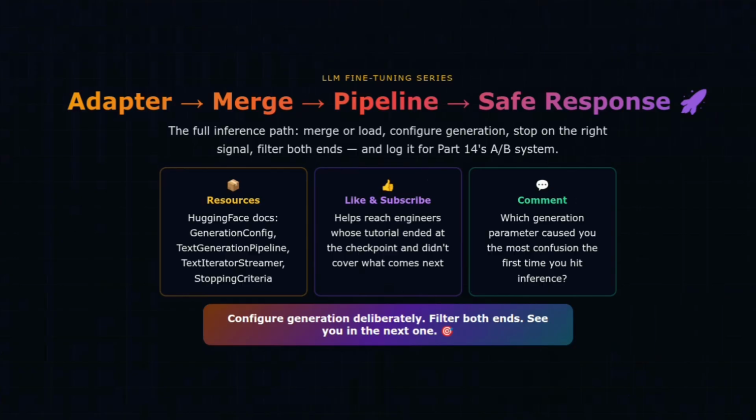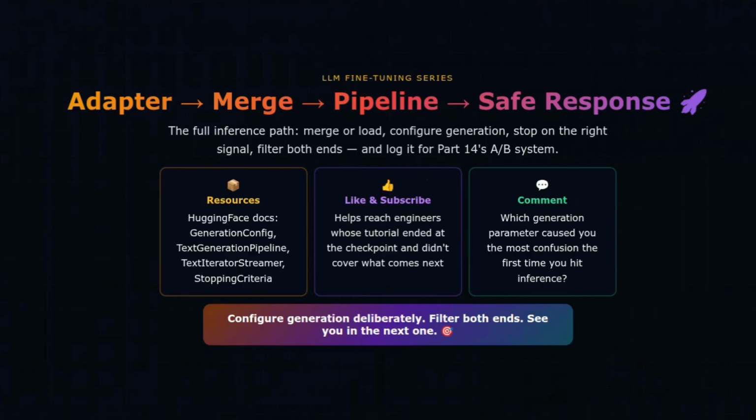Your action item: take the fine-tuned model you've been training in this series and run it through this full path. Merge, save a generation config, make one call with the pipeline, and verify the output is what you expect before building anything on top of it. That 5-minute sanity check has saved me from many confusing debugging sessions.